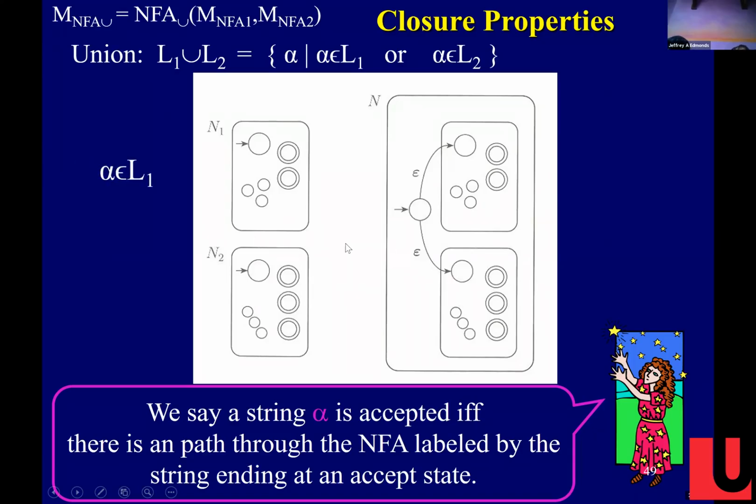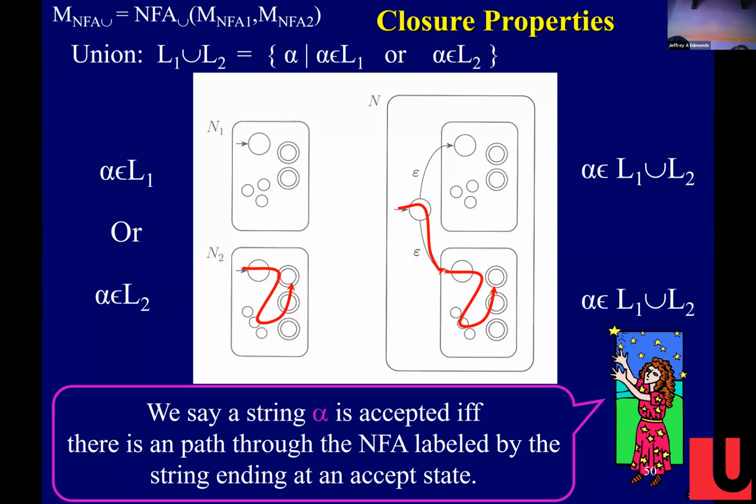And let's prove that it works. Well, if alpha is in the union, then it's in one or the other. And if it's in L1, then there's a path, and so then there's a path over there. And if it's in the other language, then it's accepted by that machine, so it's accepted by the new machine. Right?